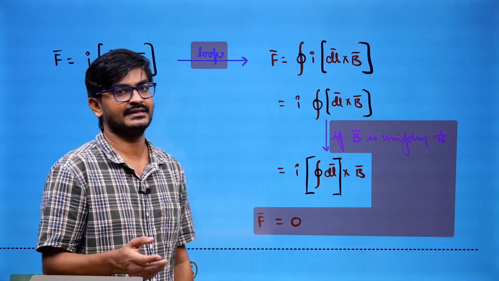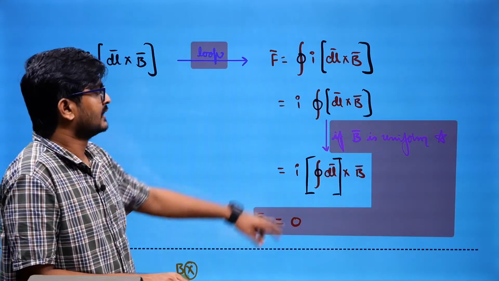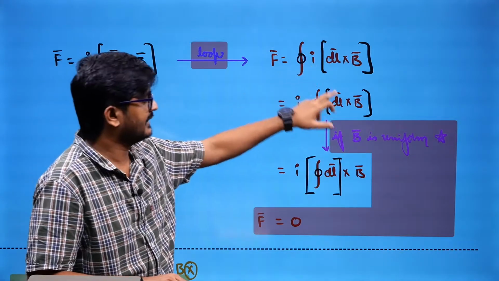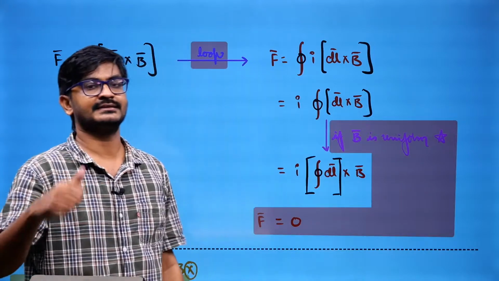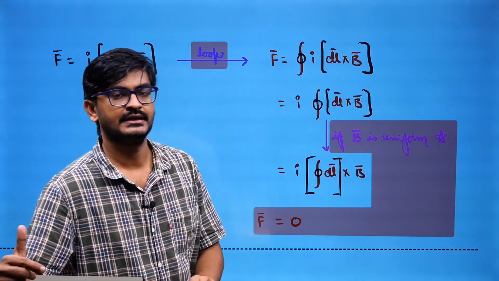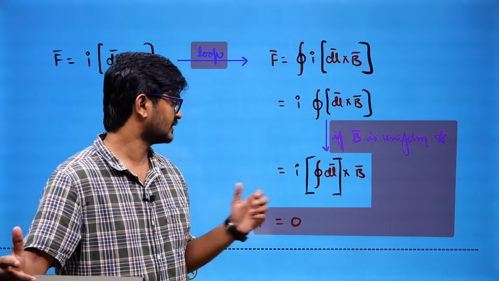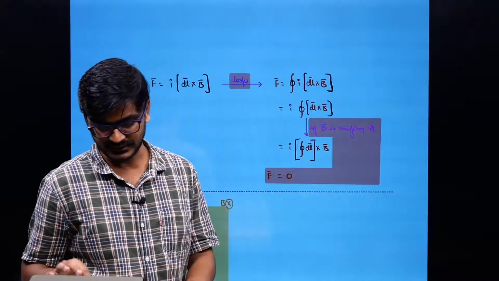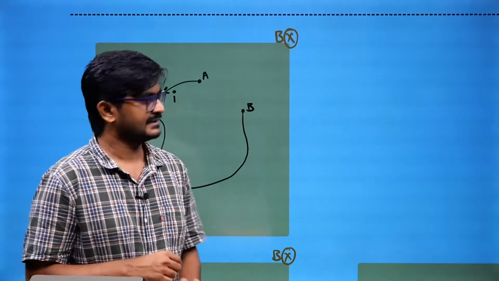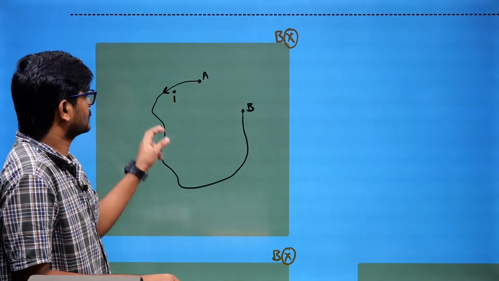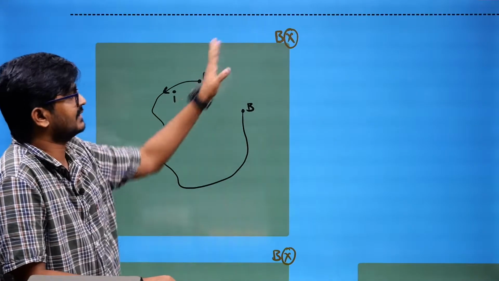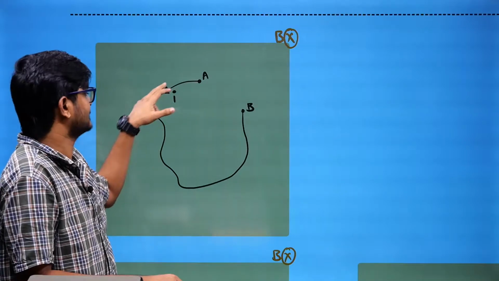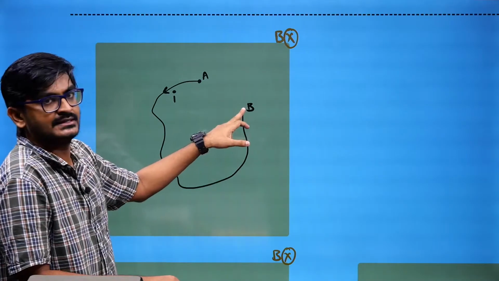The other way of saying it is, if you place a closed current carrying loop in a uniform magnetic field, then the net force on it is going to be 0. Now based on that, if someone asks you to find the force on this current carrying element, yes, there must be some closed path for the current to flow, but I am not bothered about that. I am bothered about what is the force acting on only this part.